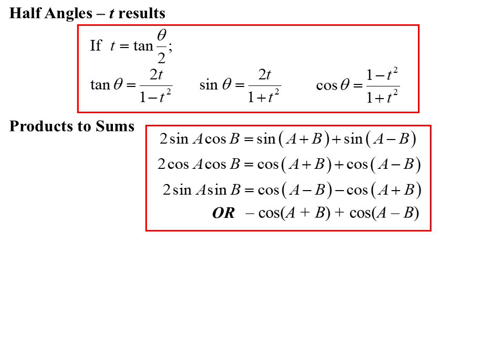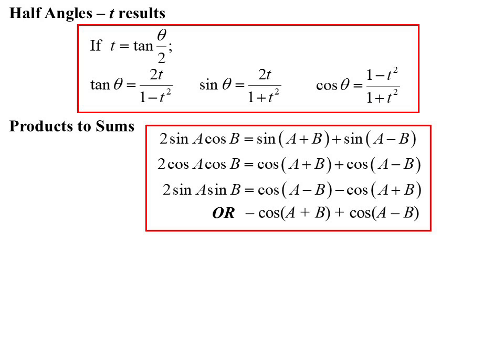How do you remember these ones? Remember, of course, you do have the resource sheet. If you do forget, you can always look them up. But 2 sine cos must have come from sine, because that's our expansion for those ones, and so it's sine plus sine. 2 cos cos must have come from cos, so that's cos plus cos. Sine sine is the one where we've got to be careful. It must have come from cosine, but because we know cos had the plus, that means that the sine must have the minus in the middle.